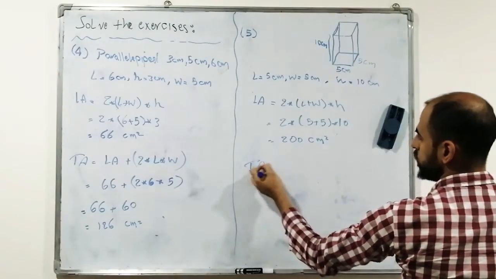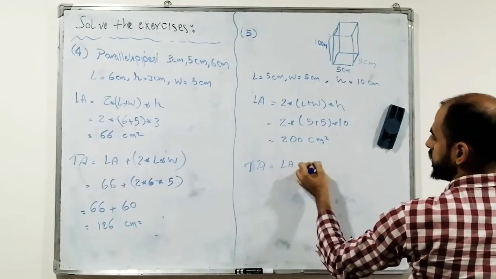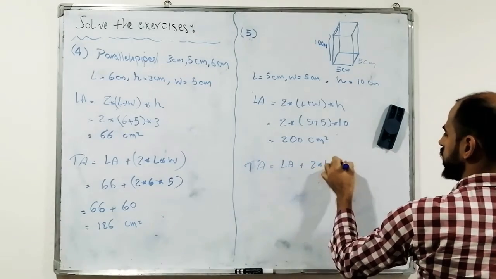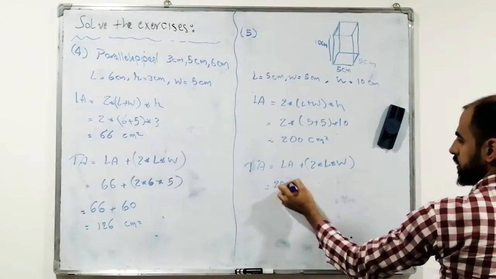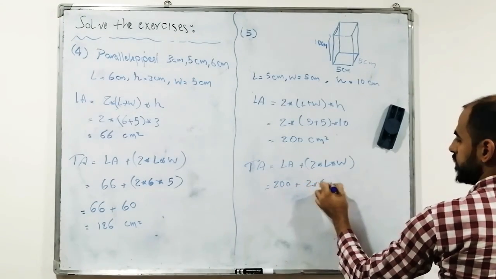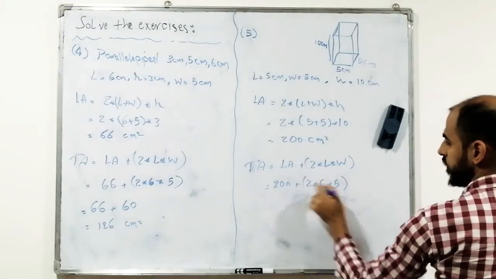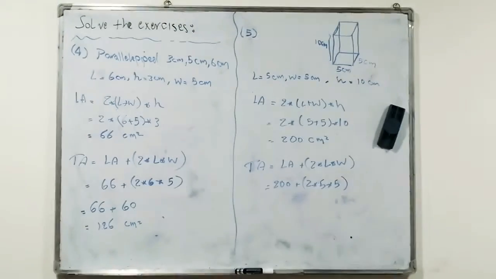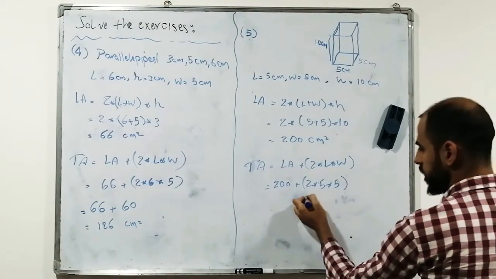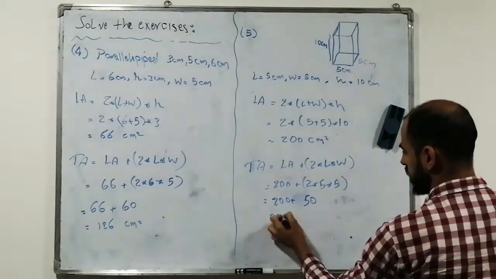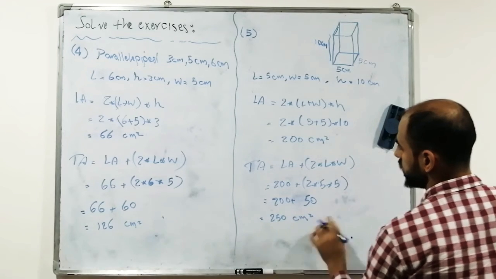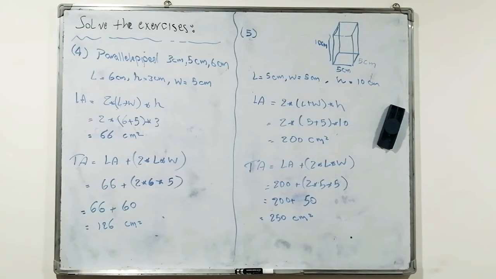Now the total area will be the lateral area plus 2 by length by width. The lateral area is 200 plus 2 by 5 by 5. Now 5 by 5 is 25, by 2 will be 50, plus 200 will be 250 centimeter squared, which is the total area of the parallelepiped whose base is a square.